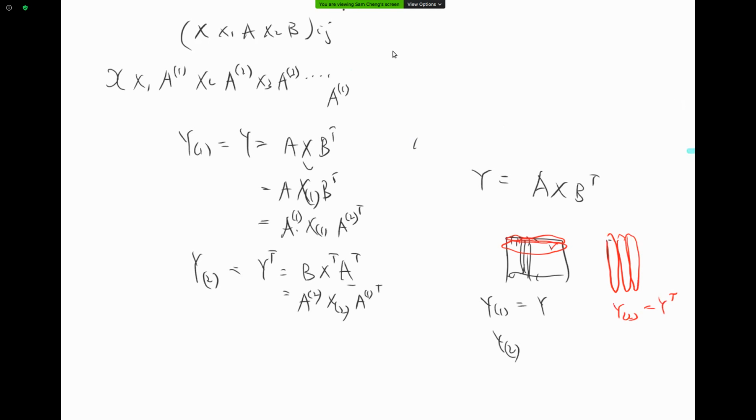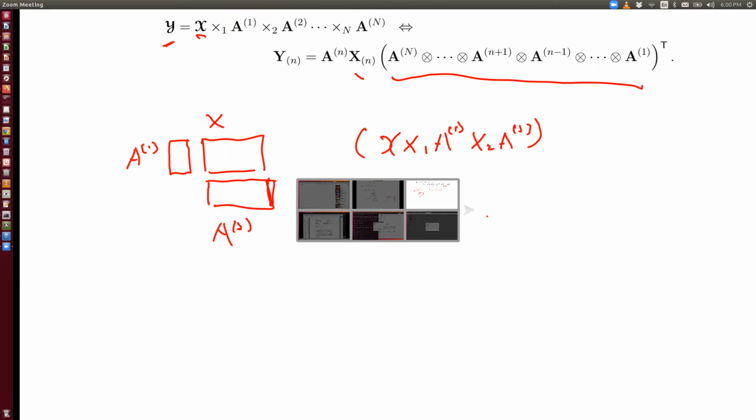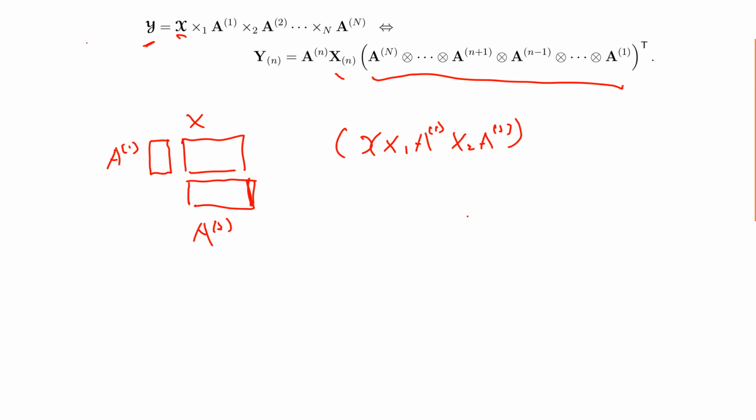Let me just erase some part here. So indeed we have the equation here, and it holds when X is just a two-way tensor, or just a matrix. Basically X multiplied with a mode 1 product with A1, mode 2 product with A2, and so on, then the mode n matricization of the output is equal to An multiplied by the mode n matricization of X multiplied by the transpose of the rest of the A's.